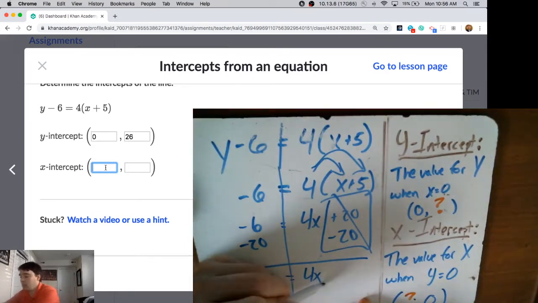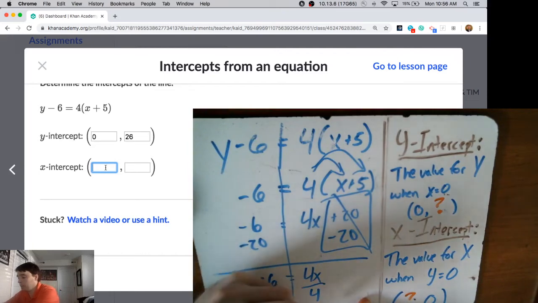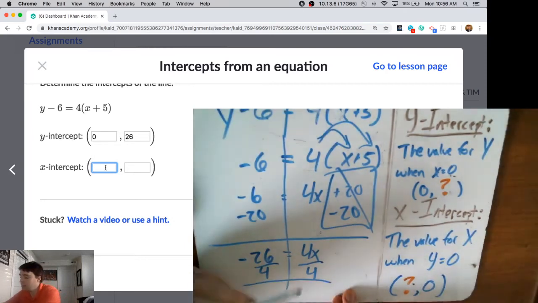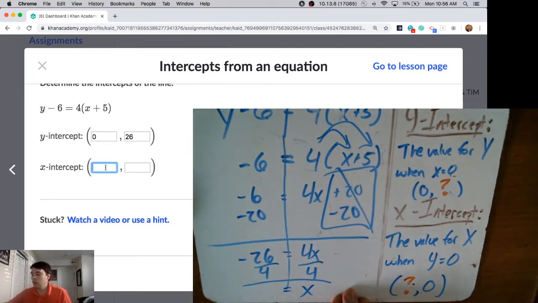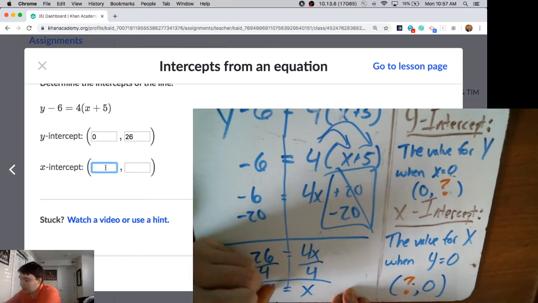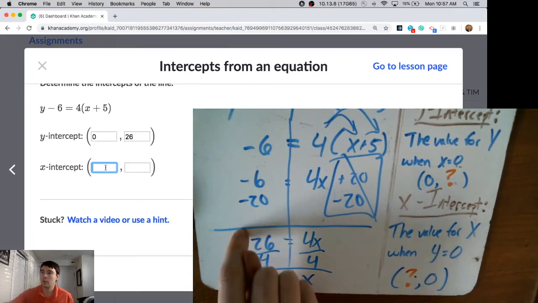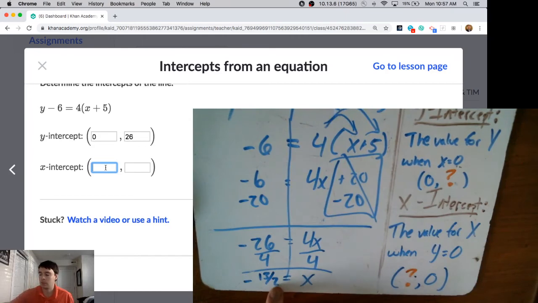My last step is to divide both sides of the equation by 4, because that is how I cancel out the multiplied by 4. I'm going to end up with a decimal answer here. 26 does not divide to a whole number when you divide by 4. Instead, I'm going to simplify it to negative 13 over 2. 26 over 4, they're both even numbers, so if I divide them each by 2, 26 divided by 2 is 13, 4 divided by 2 is 2. So I simplified down to negative 13 over 2.